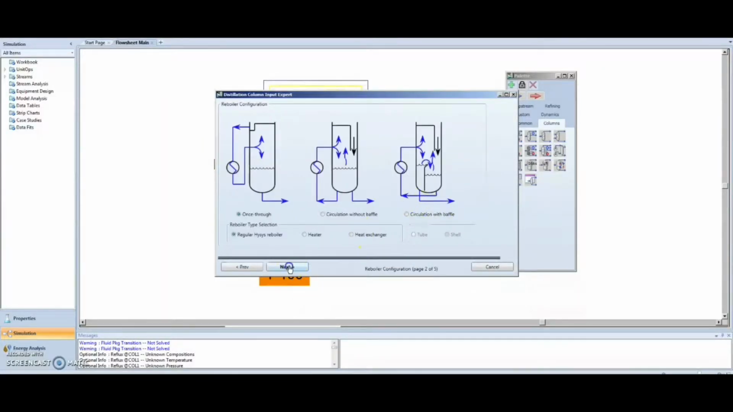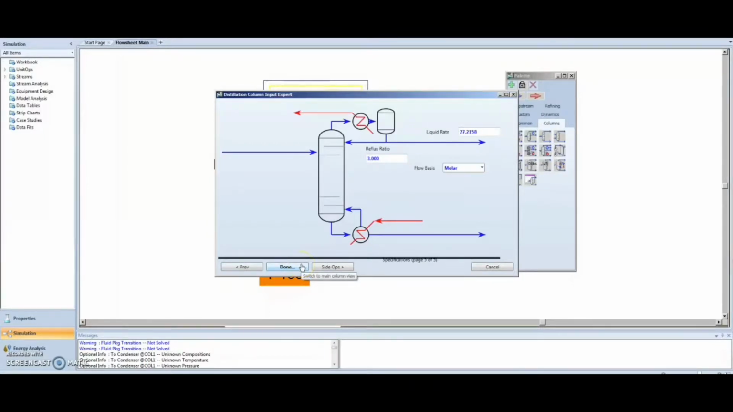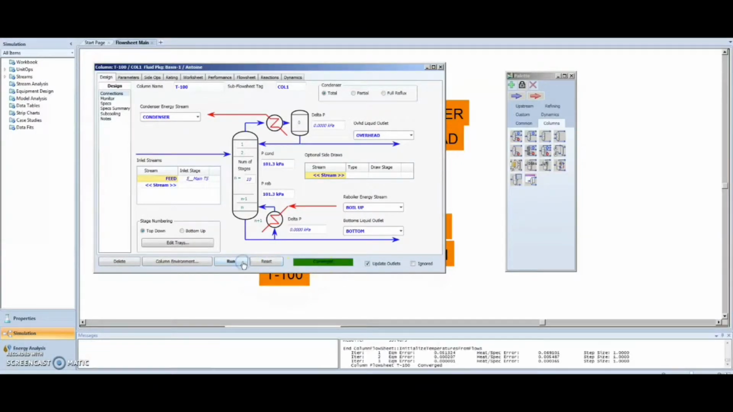And then plug in the pressure value for your reboiler and condenser. 180 kPa for the condenser pressure and also 180 kPa for the reboiler pressure. The next thing is to fill in the liquid rate. The liquid rate is 60 pound-mole per hour and the reflux ratio is 3. Now we are done with the simulation steps. The last thing to do is to reset and run the program.